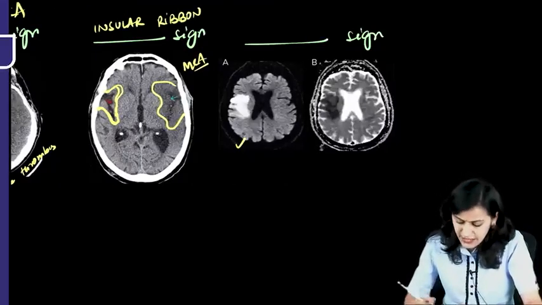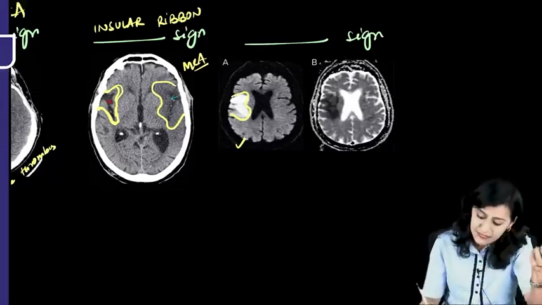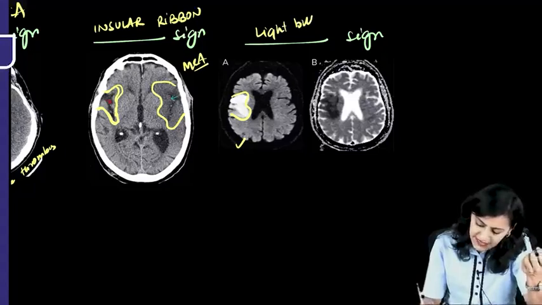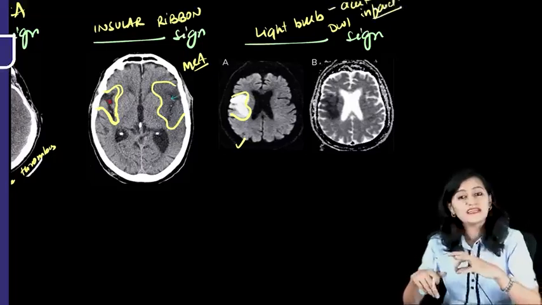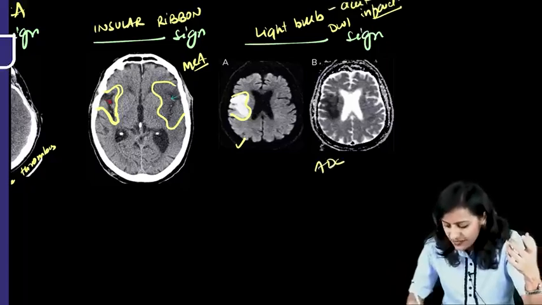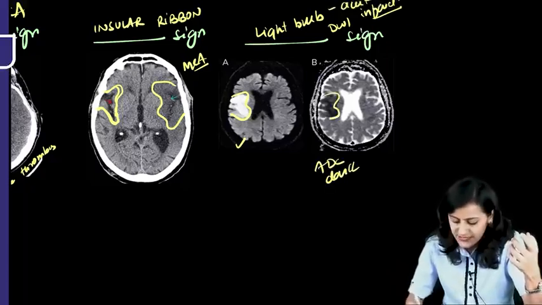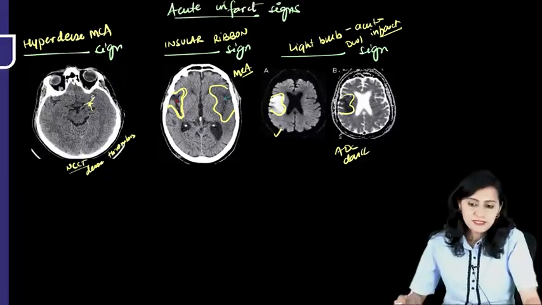This is a DWI MRI where you see this area appearing very bright like a light bulb. So remember that this is the light bulb sign on DWI. This will be seen with acute infarct. So on DWI, the acute infarct appears bright. On ADC, it appears dark. So these are the various signs in acute infarct.